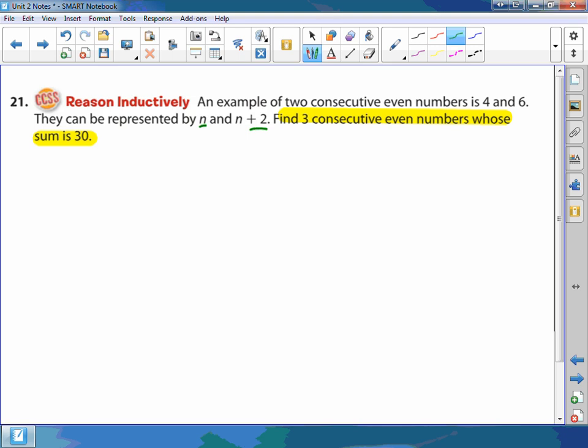All right, so if we have our first even number at n, our next even number would be 2 more than that. They want 3 consecutive. So our third consecutive would actually be the original n plus 4, because it's now 4 places away from that original n value. And that total sum should be 30. So here's your equation that would work for finding this first number.